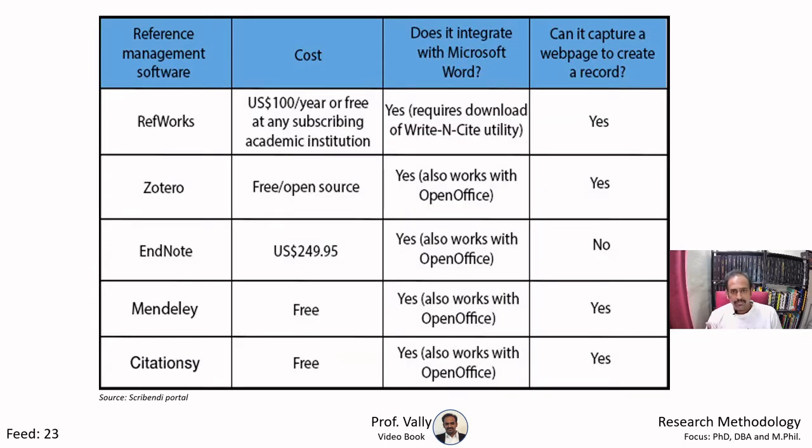I have taken this from a portal, so this doesn't belong to me, but still it's quite authentic. If you take RefWorks and Zotero, they are free and open source, and it is easily capturable in your in-text as well as in your reference. Out of all, I would recommend you to use Mendeley if you are looking at more technical or scientific research. Everything can be downloaded. These are all available on the internet.